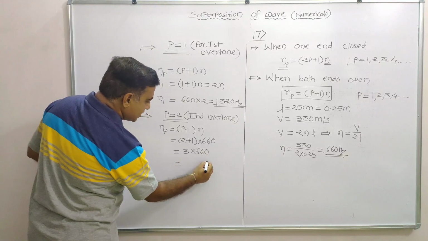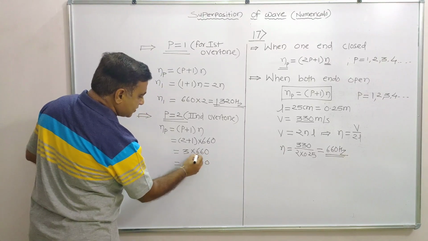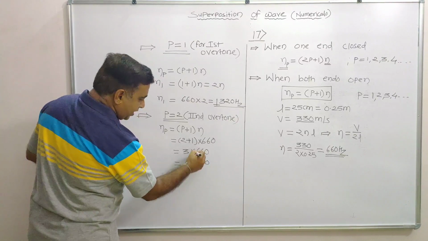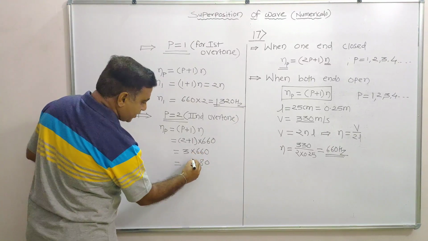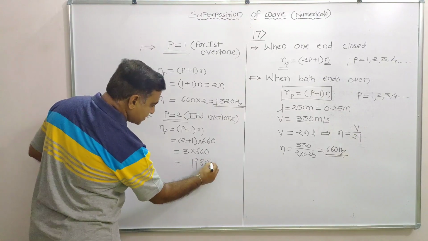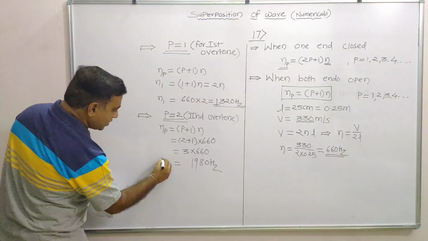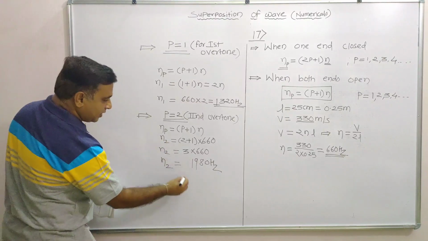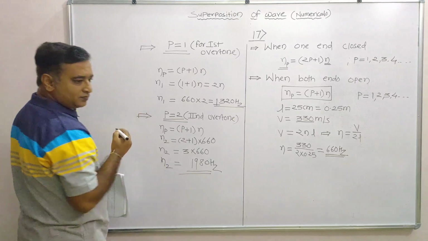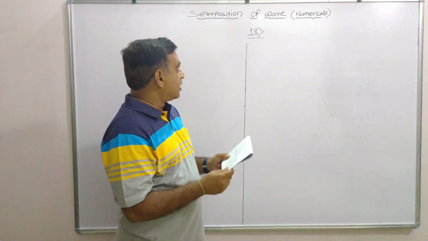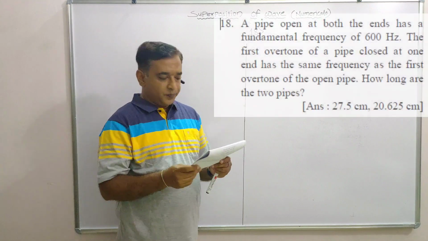How much? 0. 6 3s are 18, carry 1, 6 3s are 18 plus 1, 19. So it is 1980 hertz. This is your N2. Okay, this is your N2. Here is your 18th numerical.